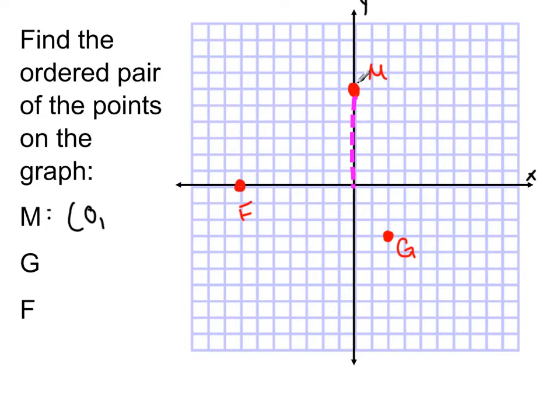Now, let's go to the Y value. Well, it's already sitting on the Y value, so let me erase this dashed line. It's kind of blocking the view, right? So let's see, we got to figure out what this point's at. Well, I go up 1, 2, 3, 4, 5, 6. So it's at positive 6. So that's where M is at, 0, 6.